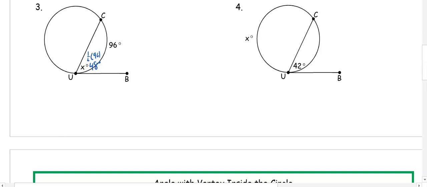In number 4, we have the angle. So to have the arc that the angle is intercepting, we would double that angle. So 2 times 42 would get us 84 degrees. But we're looking for x, which is on the other part of the circle that was not included in that arc. So we can do 360 minus 84. And we get that x is 276 degrees.